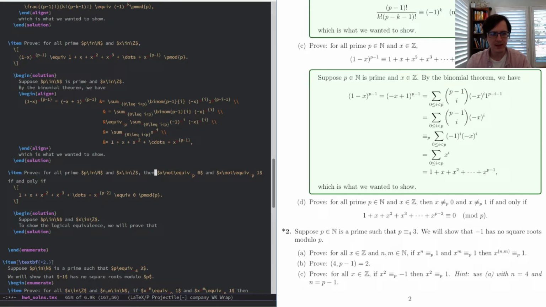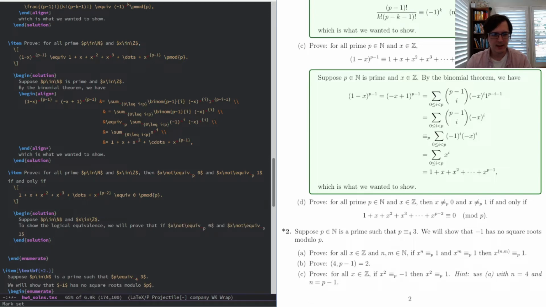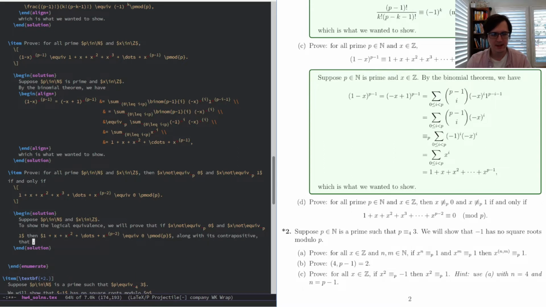So we'll show that if that, then that. Let's remove a couple terms because I think we get the idea. Along with its contrapositive, that if, let's just copy it, modify it.